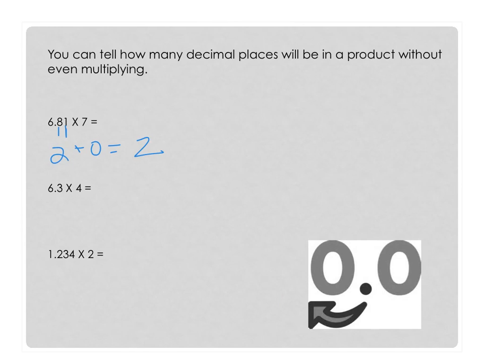Let's look at the next one. 6 3/10 times 4. Well, in 6 3/10, I have 1 place behind the decimal here. 4 has 0 places behind the decimal. 1 plus 0 is 1. There's going to be 1 decimal place in the product. Finally, 1.234 times 2. Here I have 1, 2, 3 places behind the decimal. And in the number 2, I have 0 places behind the decimal. So I know I will have 3 decimal places in my product.